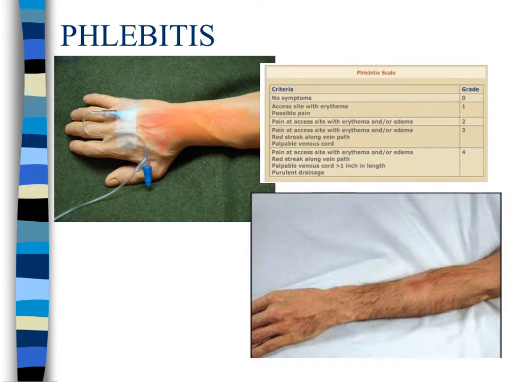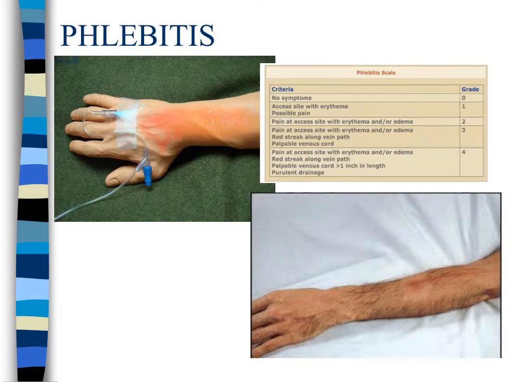We rate the phlebitis with the following from 0 to 4, 0 being no symptoms, 1, erythema at the site with or without pain, 2, pain at the site, erythema and or edema, no streak, no palpable cord.